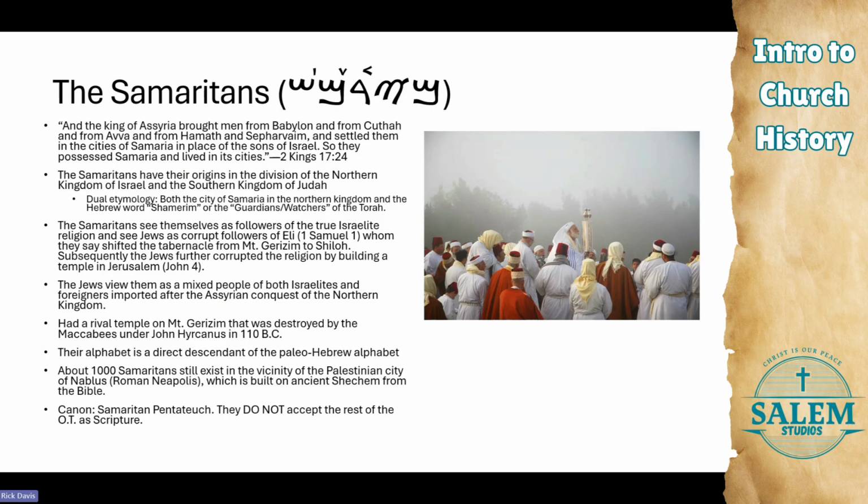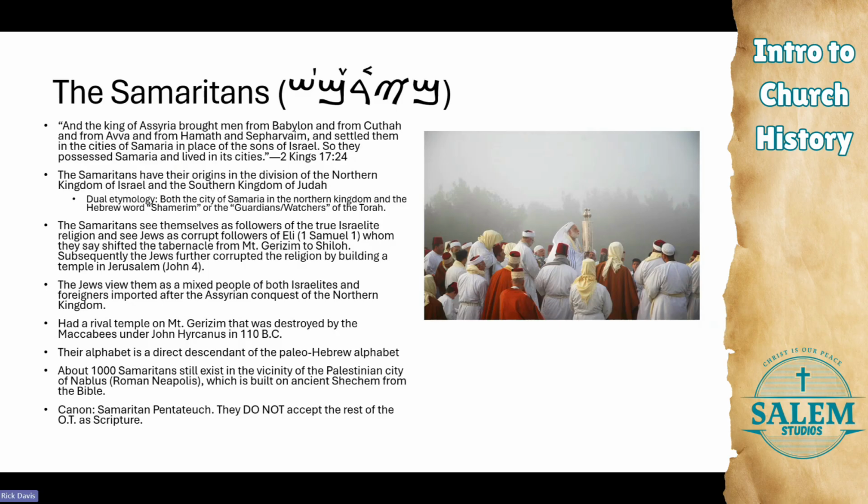And this is, according to Jewish tradition, the origins of this people who actually still exist to this day in the Holy Land, the people that we know as the Samaritans. So the Samaritans have their origins in the division of the northern kingdom of Israel and the southern kingdom of Judah. And it's kind of an interesting word, Samaritan.